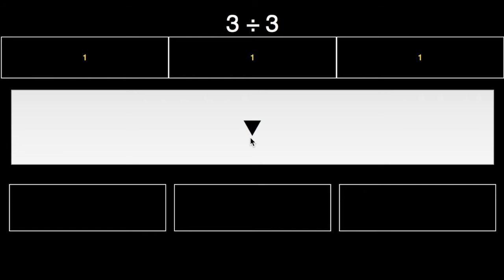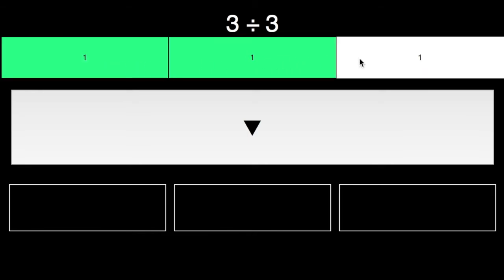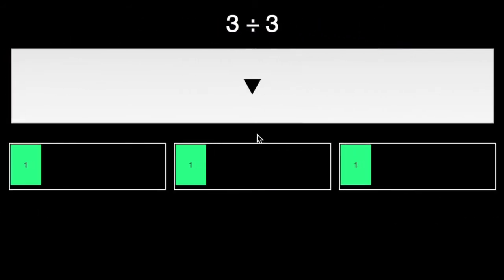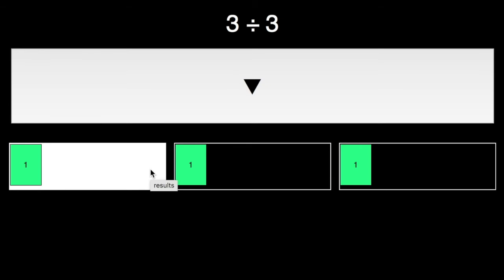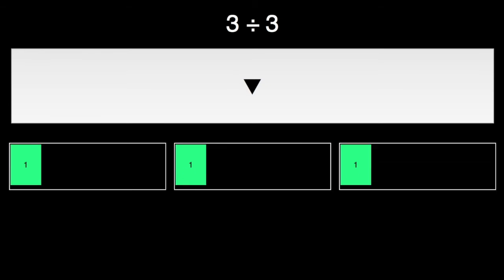Let's try another number to prove that the same result is delivered. This time we use 3 divided by 3. We select all 3 parts, 1, 2, 3. We then select to split these parts into 3 groups. Group 1, Group 2, Group 3. Again, there is now one of each of the parts inside every group.